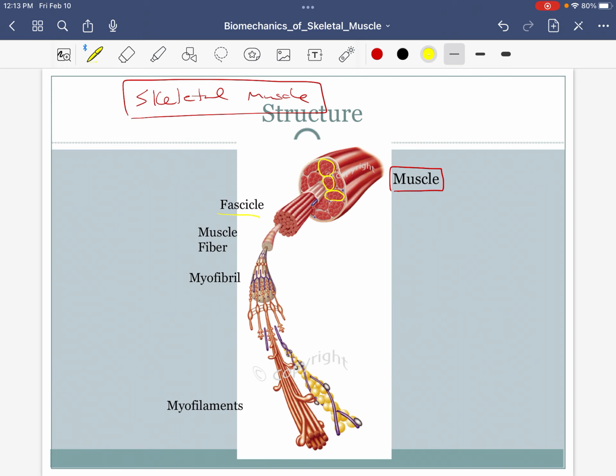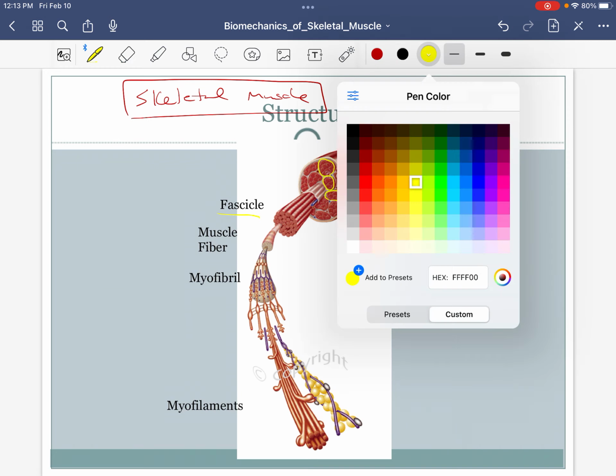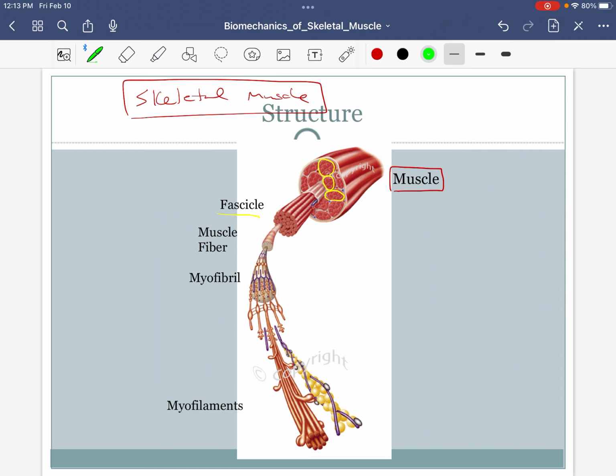So each fascicle, if we look at each fascicle, is made up of these individual muscle fibers. Maybe I'll make the fascicles green. So each individual bundle that makes up the fascicle is called the muscle fiber. Here we've pulled out just one muscle fiber. If you hear muscle cell, it's basically analogous to a muscle fiber.